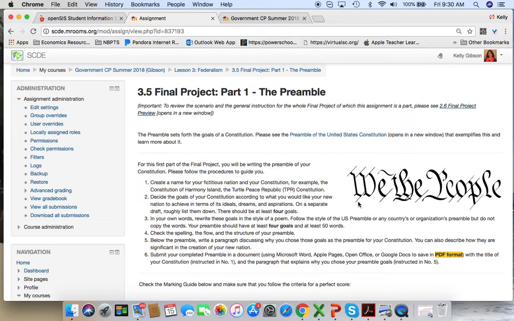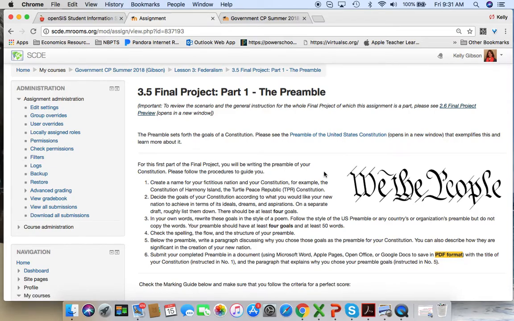And the preamble sets forth the goals of the Constitution. Now, many of you may have seen the Schoolhouse Rock cartoon with the preamble, and if you know what I'm talking about, the song is probably in your head now. But the preamble is the goals of your new nation. And you can look at the preamble of the United States if you want, and that will open in a new window. I'm not going to go there right now because you can do that. I want you to see what I'm expecting for this project.